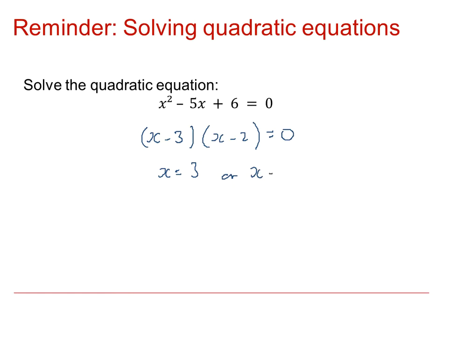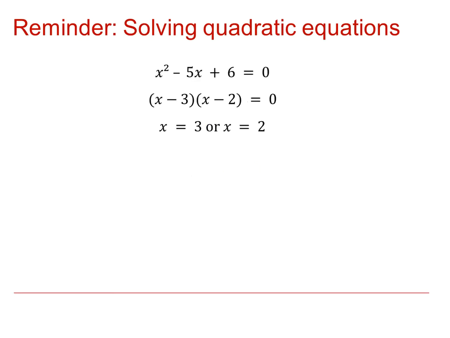Now, if you weren't able to see the factors there, we could have used the quadratic formula. x equals minus b plus or minus the square root of b squared minus 4ac all over 2a. Or indeed we could have completed the square. So any of these methods would have worked, but in this particular case factorization is probably the easiest.